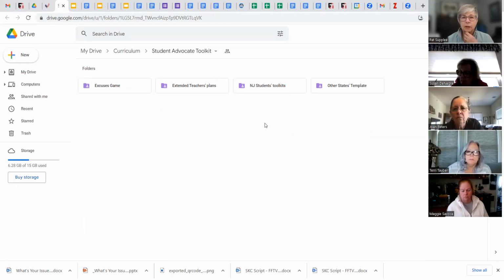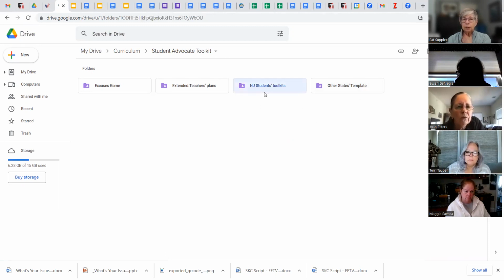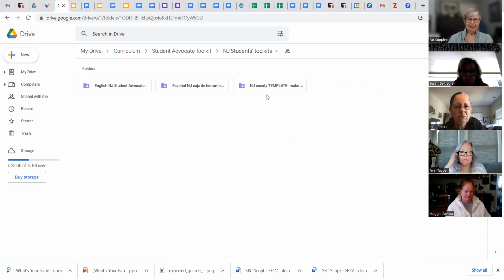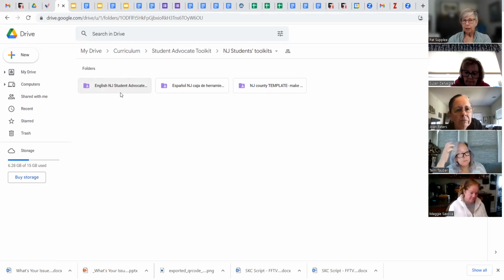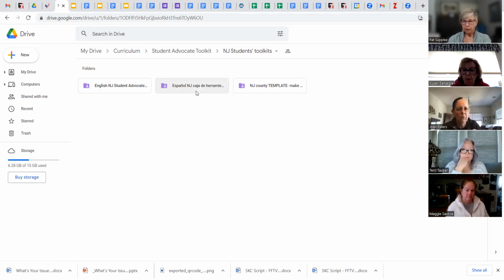And a couple of things here. Because we have other states working with us now, there are already states that have modified it to their state. In New Jersey, as you know, we have everything different for every single county, which just makes me crazy. But we have a basic New Jersey Student Advocate Toolkit in English and one in Spanish. The Spanish one is a very rough translation, and we usually ask somebody in the school to go over it to make sure that it doesn't have some quirky things in it.